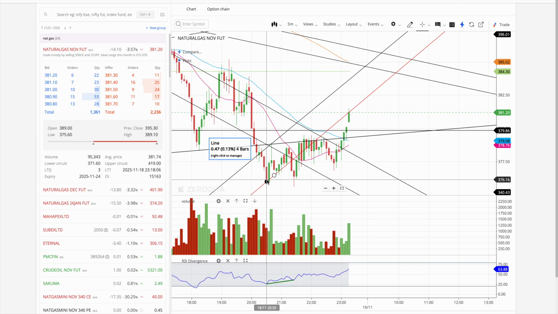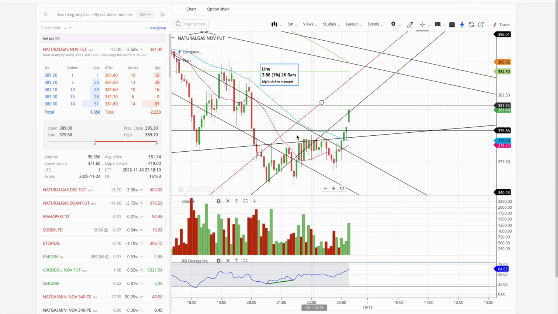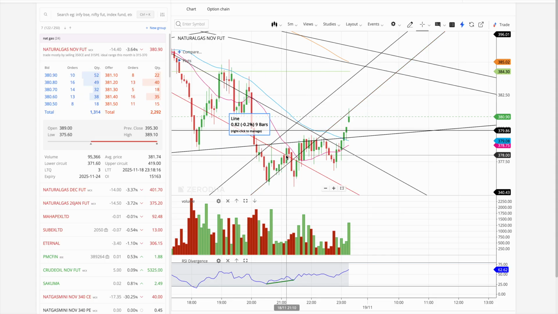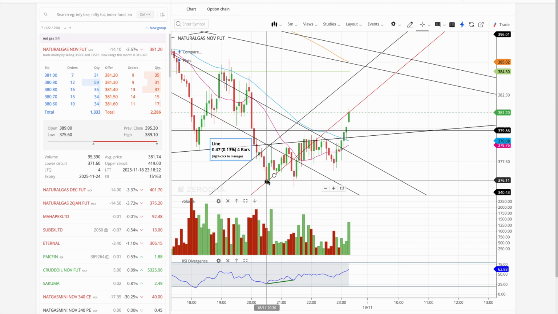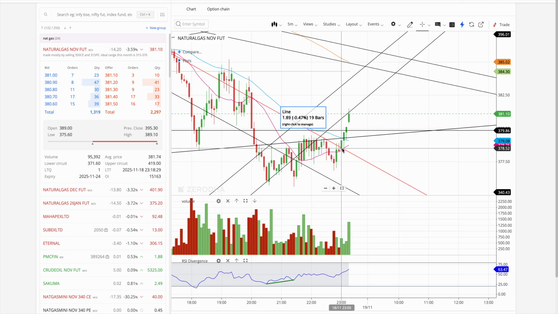Similarly, right over here, you see I have drawn another trend line. So again, this is something you need to identify: how exactly you're going to draw the trend line. If you see it here, it is coming down the trend line. Again there is buying happening over here, and it has moved up to the top of the trend line over here.